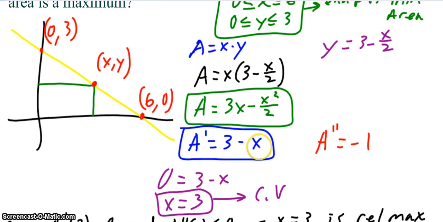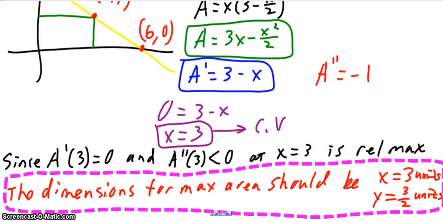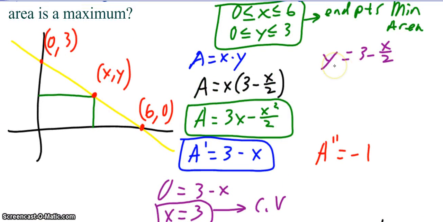The derivative is 3 minus x. So I find my critical value by setting that equal to 0, and I get x equals 3. Now in this case, I chose to do the second derivative test, so the second derivative is negative 1. So since this is negative all the time, that answers my second derivative test: A prime of 3 is 0, and A double prime of 3 is less than 0, so x equals 3 is a relative maximum. So my dimensions for the max area should be x equals 3 and y equals 3 halves. I got the 3 halves by plugging 3 back into the equation of the line.